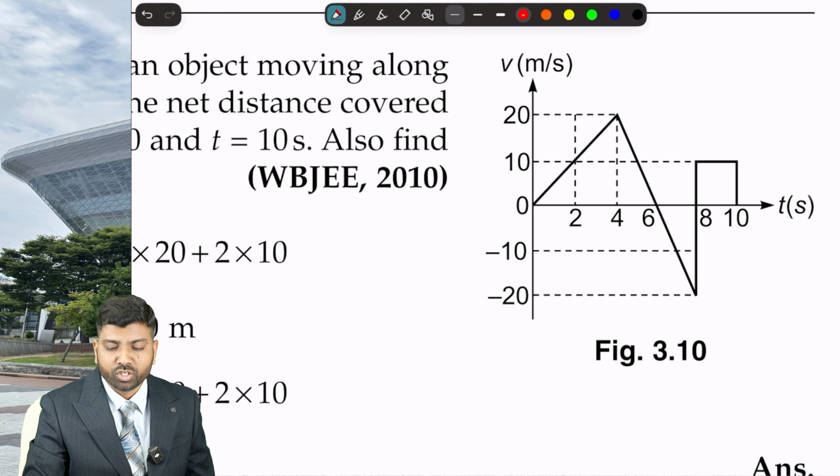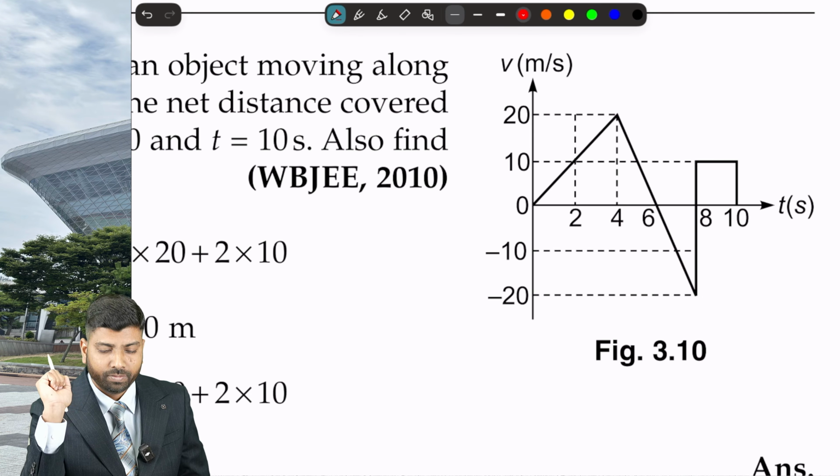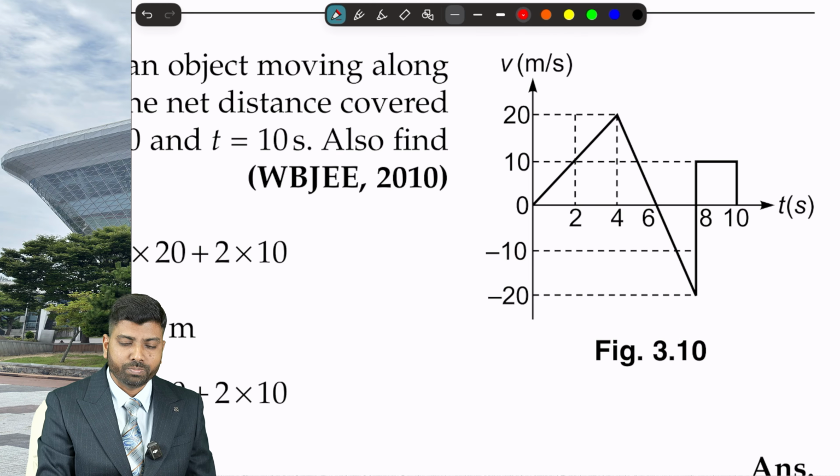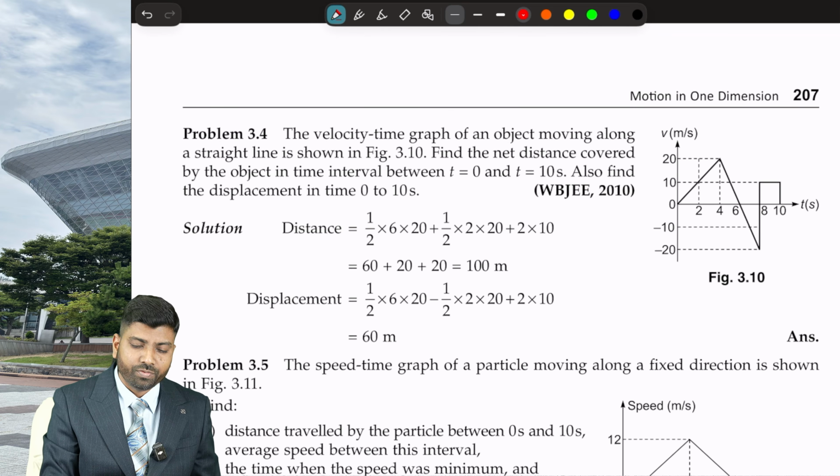Here is a very interesting question from velocity time graph. So in this graph, we have to find out distance and displacement. The question is here, I will read for you.